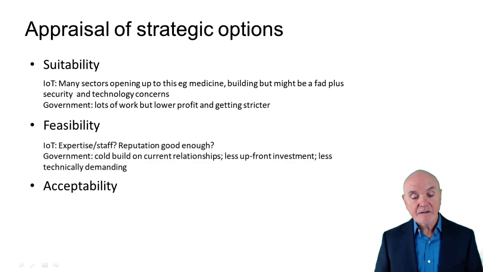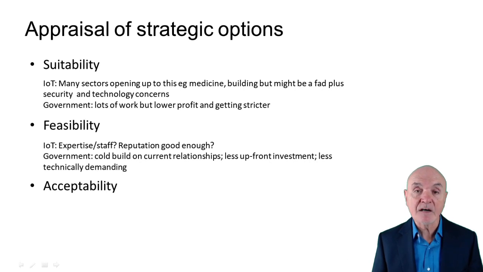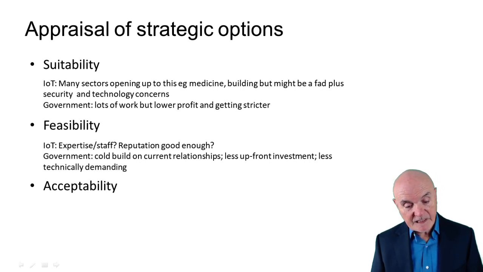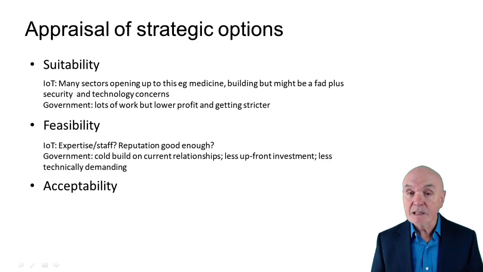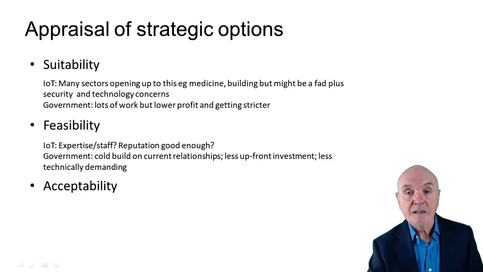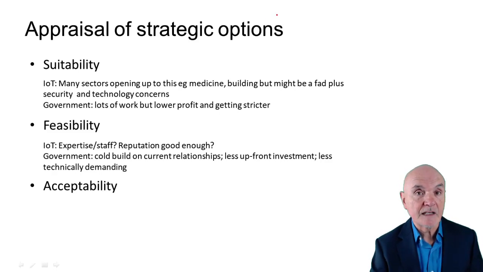Feasibility, as I said, do we have the expertise? Do we have the staff? Is our reputation credible? Will our clients come to us for Internet of Things? Do we have any presence? And if we don't, we'll have to create a presence that convinces people we can do it. The government, is it feasible? Yes, we could build on current relationships. There's less upfront money involved, less technically demanding. So feasibility may be an easier thing to achieve with government, although not as profitable.